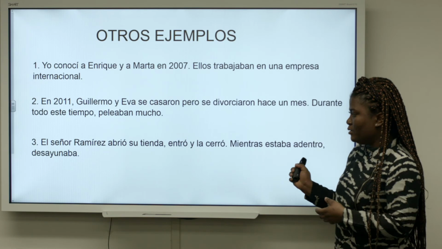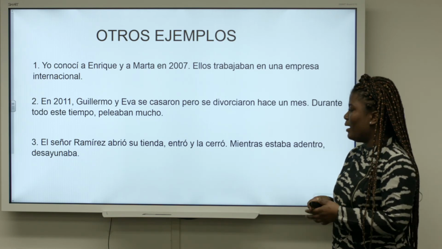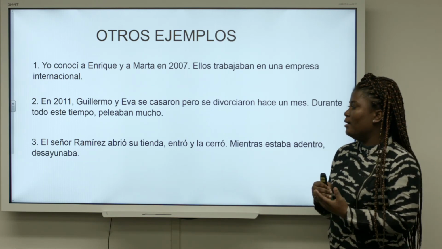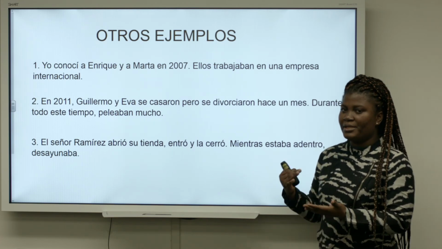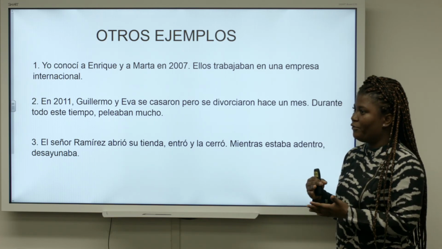Mientras estaba adentro, desayunaba. So while he was inside, he was having breakfast. And that was an action that was in progress for a period of time.